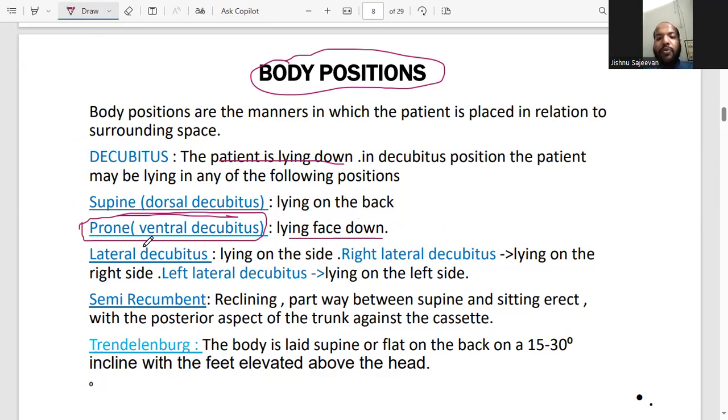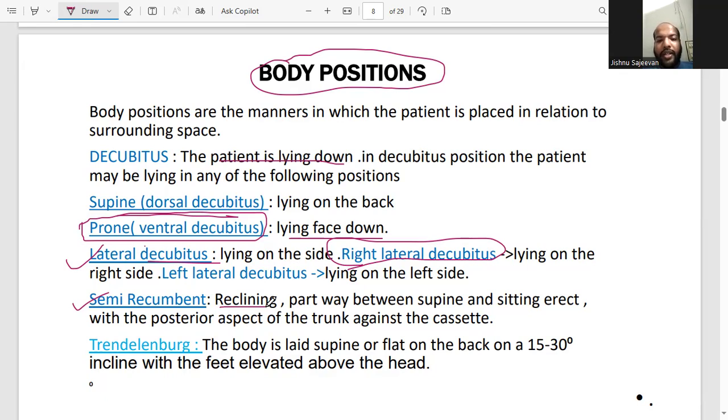Then moving on to the next term, that is the lateral decubitus. If we are rotating a patient sidewise, that means towards right or left, it is termed lateral decubitus. If you are rotating a patient towards the right side, it is termed right lateral decubitus.